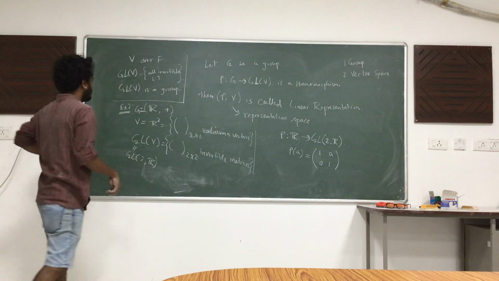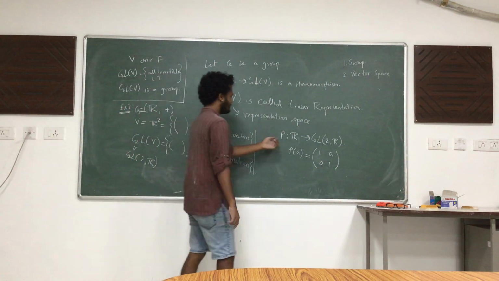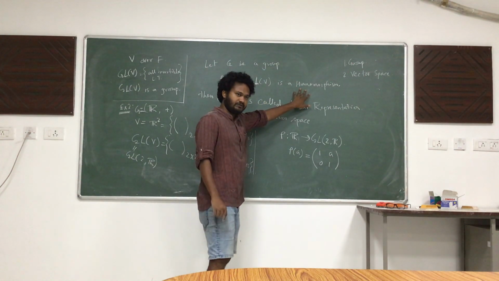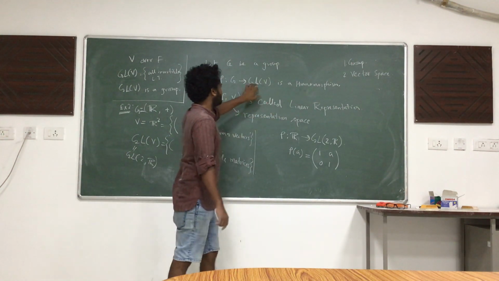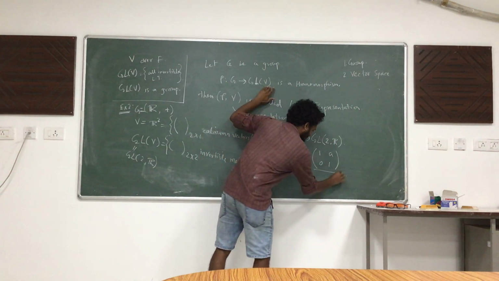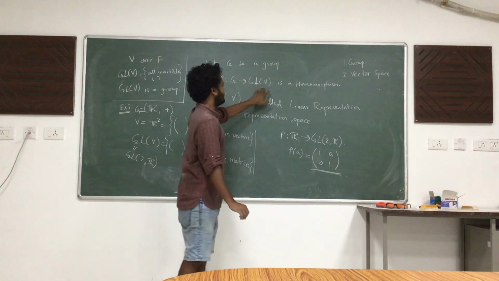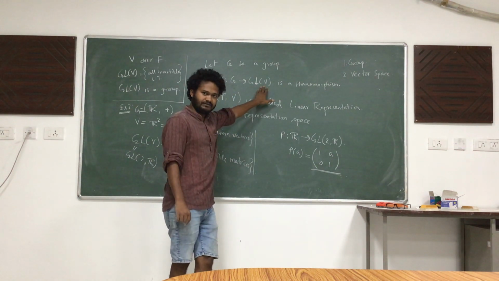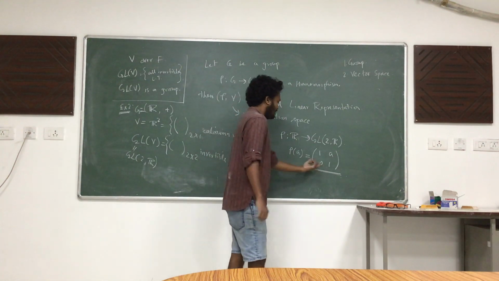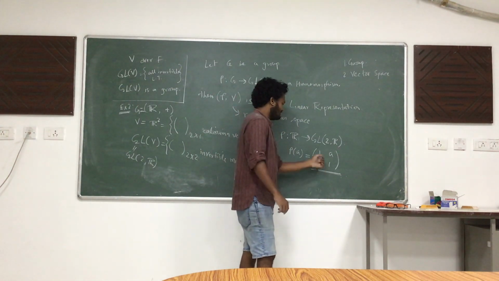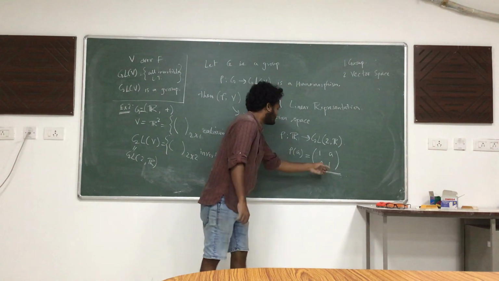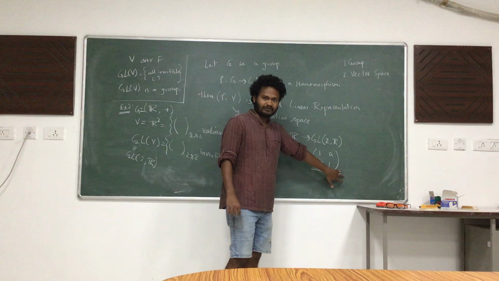So what we have to check is whether rho is a homomorphism or not. No, first we have to check whether the map I have given is an element of GLV or not. Right? So for this map, we can see what is the determinant. First, whether this is a linear transformation or not.